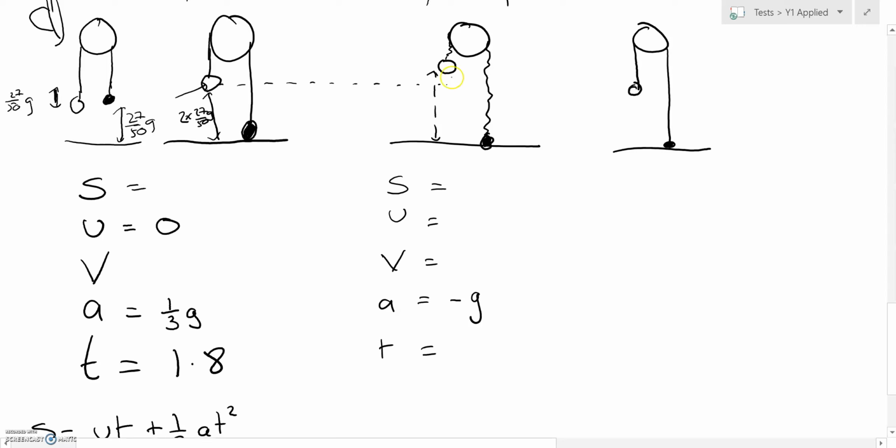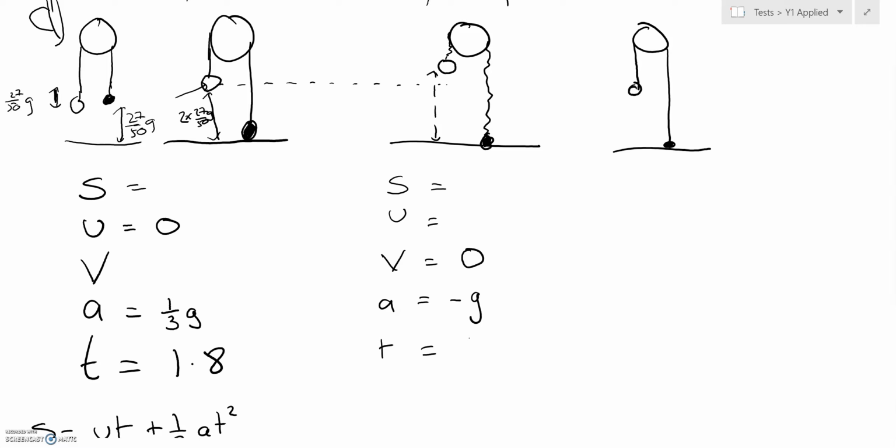We also wanted to consider the particle at its highest point. So at its highest point, its final velocity will be 0. It would have stopped moving. It'll be on its way down again. So it'll have stopped momentarily, and then it will come back down. So because it stopped, its final velocity is going to be 0. But we don't know either S, U, or T at this stage.